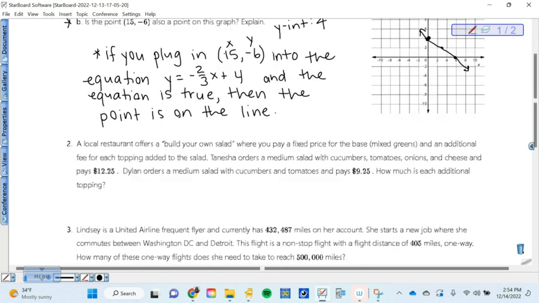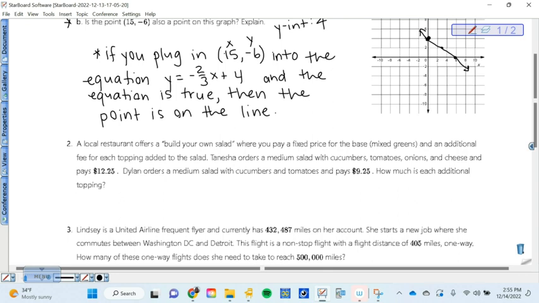Number 2, a local restaurant offers a build-your-own salad where you pay a fixed price for the base and an additional fee for each topping. Tanisha orders a medium salad with cucumbers, tomatoes, onions, and cheese and pays $12.25. Dylan orders a medium salad with cucumbers and tomatoes for $9.25. How much is each additional topping?